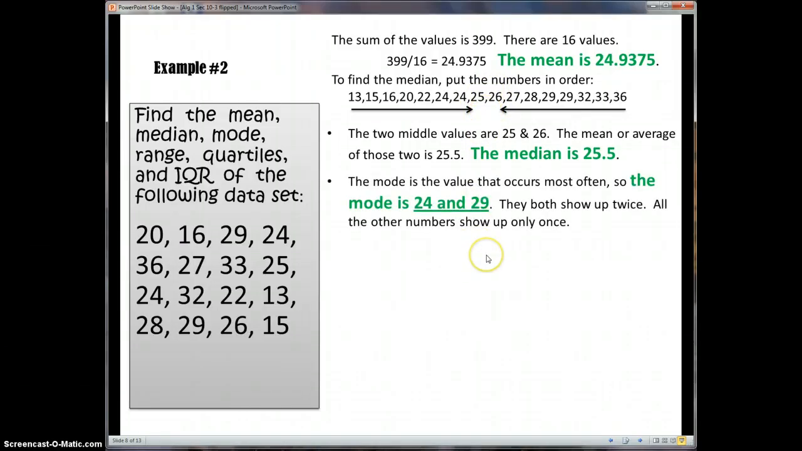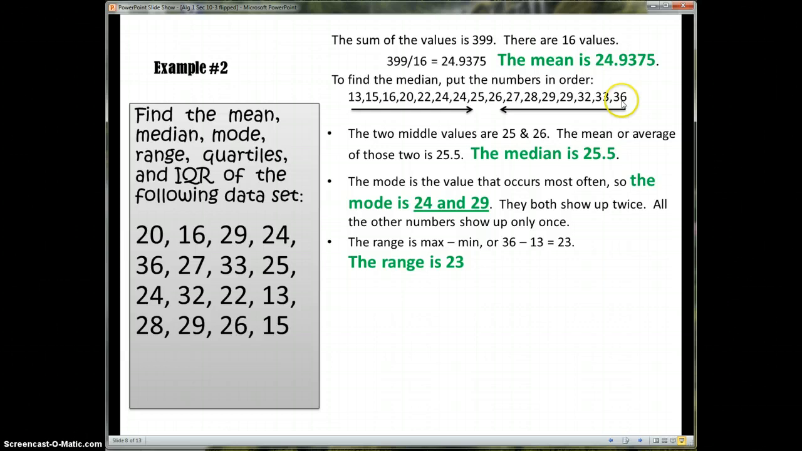The mode is the value that occurs most often. Okay, you start looking through this data. Oh, here, there's 2 24s right there, but we go on, there's also 2 29s. Those are the only ones that repeat. And so it's a tie, so there are 2 modes. The mode is 24 and 29. That's sometimes called bimodal. They both show up twice, all the other numbers just show up once. The range is max, 36, minus minimum, 13. 36 minus 13 is 23. The range is 23.